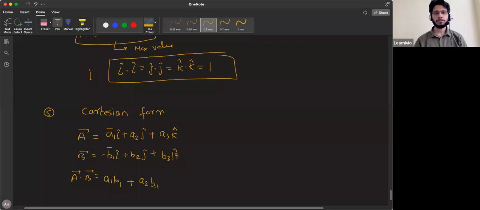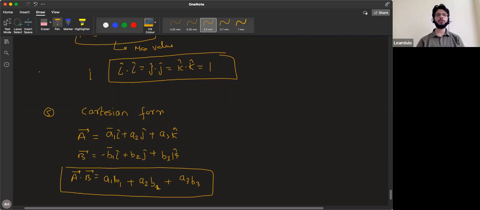Similarly, sorry, that's B2. K cap, so that will be A3, B3. So this is the dot product in Cartesian form: A1 B1 plus A2 B2 plus A3 B3. You will not have I cap, J cap, and K cap in the final answer, because the final answer is not a vector, the final answer is a scalar.